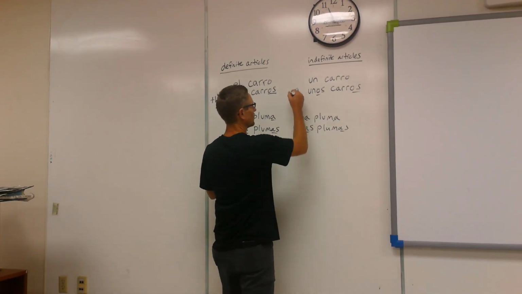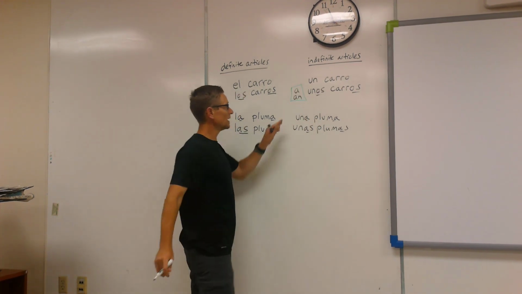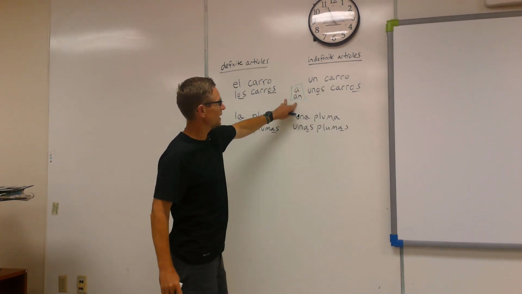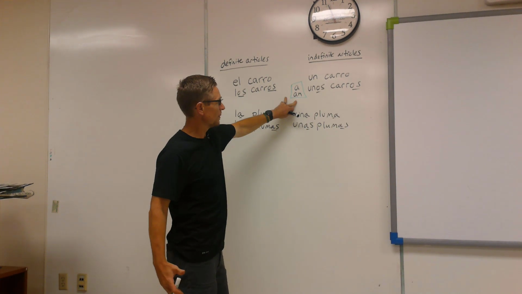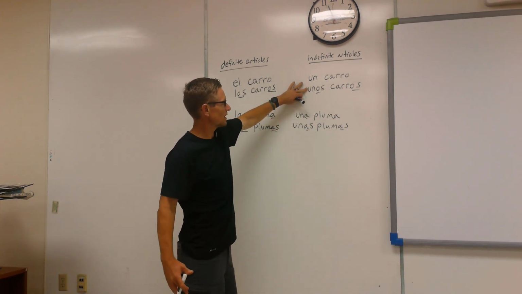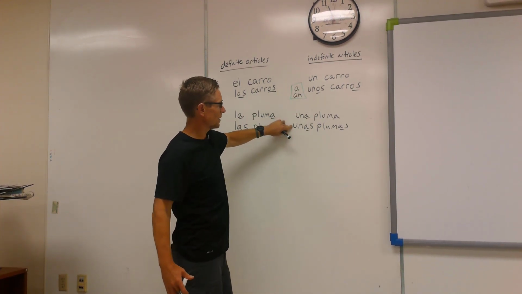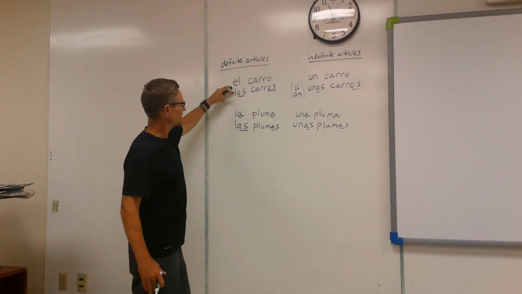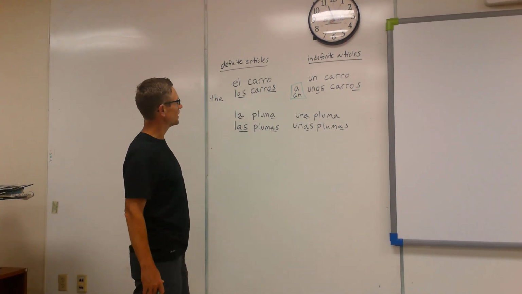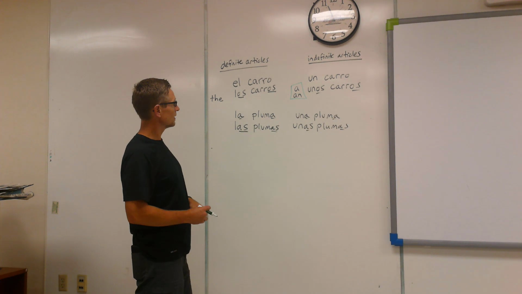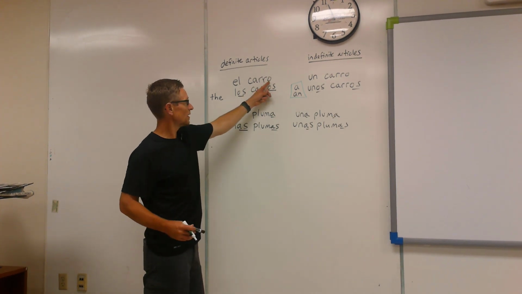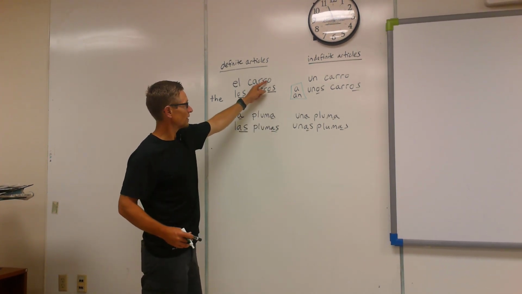So, real quick, these are called indefinite articles. We want to say "a" or "some." This is "a," this is "some." This is "a," this is "some." This is "the," and so on. And you can see how they think in terms of gender and also singularity and plurality.